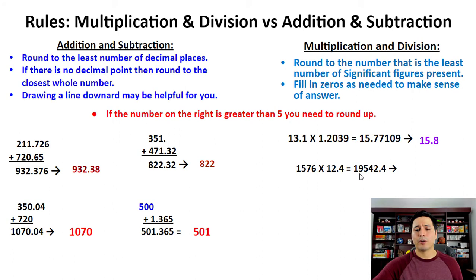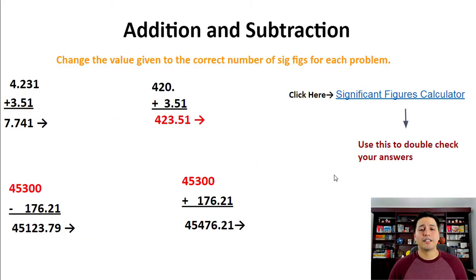So when you look at this number over here, we got 19,542.4. So we care about 1, 2, 3. So I'm going to look to the right. Now because it's less than 5, it's going to stay as 195. But think about it, 1,576 times 12.4 does not just equal 195. So now you have to fill in those extra zeros, and you're going to get 19500. Notice you don't put a decimal point and you don't include the other numbers because you only need 3 significant numbers here. Alright, let's go ahead and take a look at addition and subtraction now.